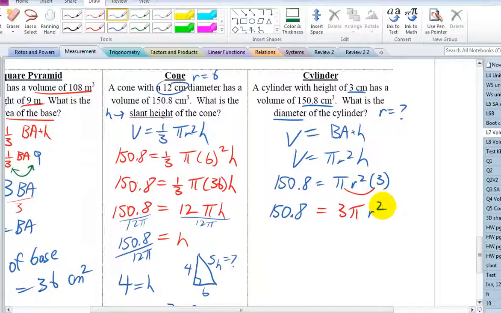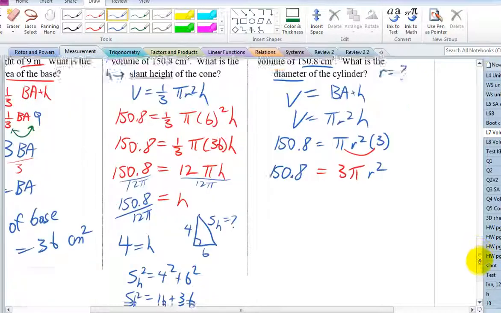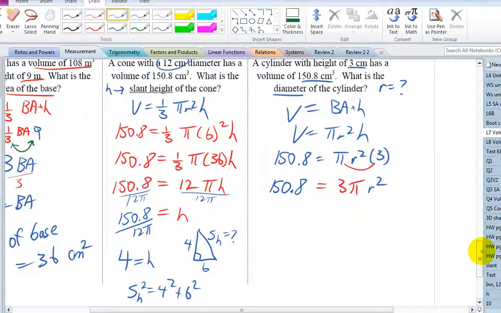Now hopefully you can see how to get r squared by itself. I'll let you guys pause, catch up, and I want you to write the next step, please. What does r squared equal? Okay. Don't you touch your calculator yet. So what you should have written down: 150.8 divided by 3 pi. So you move the whole thing to the other side. Then to get r by itself, you go 150.8 divided by 3 pi and then press square root.